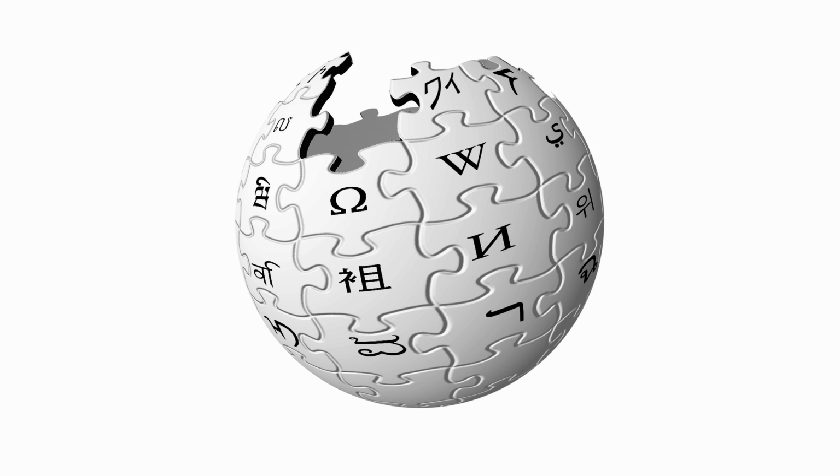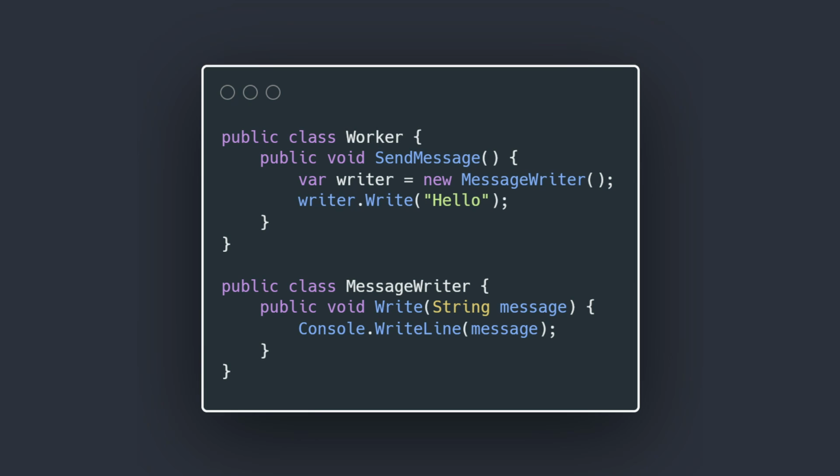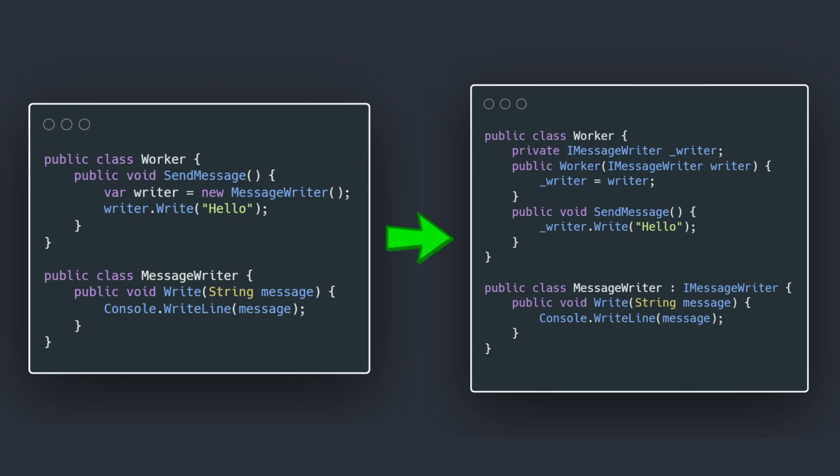I'll leave you a link in the description, but if you ask me, all I can say is DI is a technique to offload the responsibility of creating dependencies instances to someone else. For instance, in C#, you don't use the new keyword directly inside your class, but you let someone or something else create it for you and pass it to you. Usually through constructors, but it's not the only way.